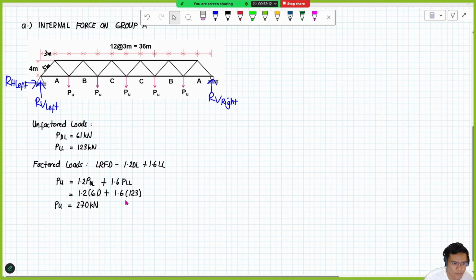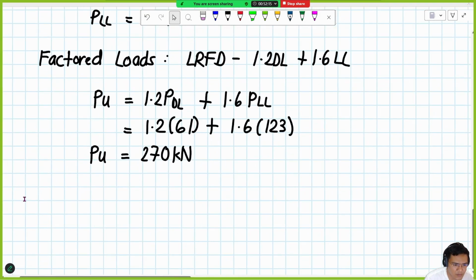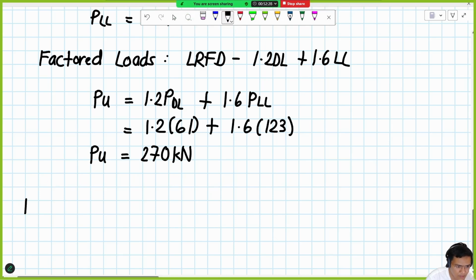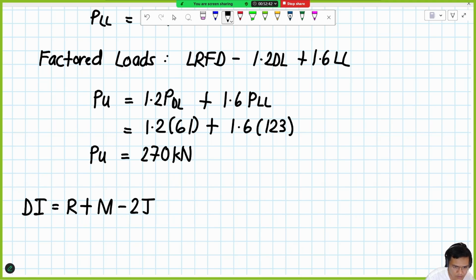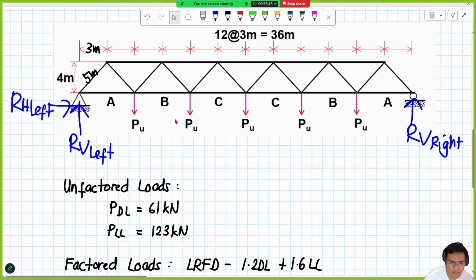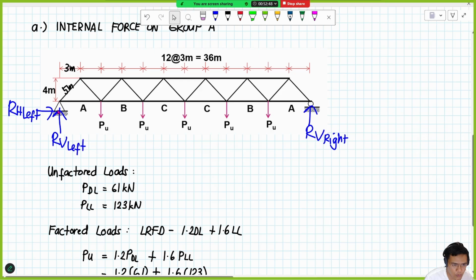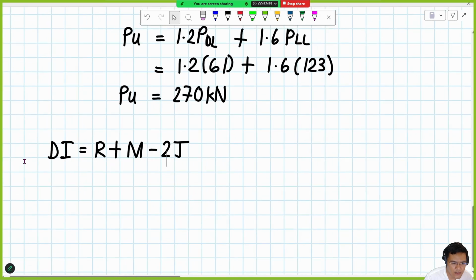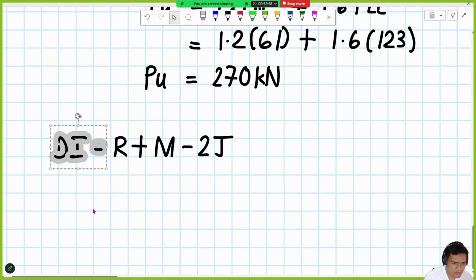So might as well use this equation kasi straightforward siya. This is just for the sake of demonstration, so best practice kasi is to first define yung degree of indeterminacy. So yung DI mo would be equals to the total number of reactions plus total members minus 2 times the number of joints. And looking on the problem, we have number of reactions, 2 for pin connection and 1 for roller. So meaning we have 3 for R.